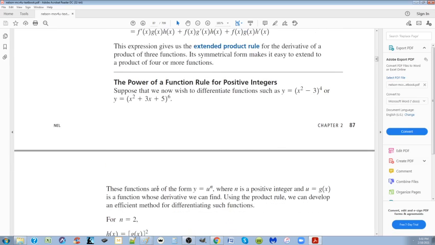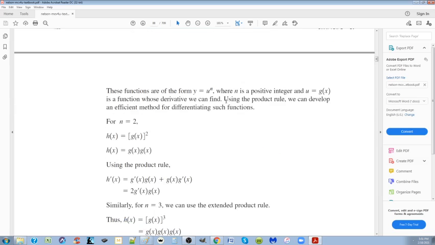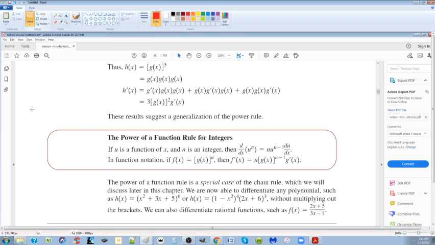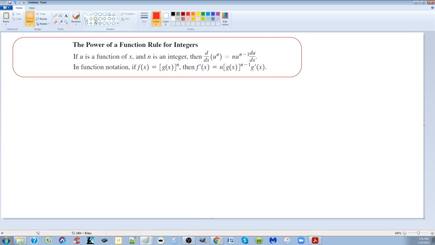Then they're going to teach you something they call the power of a function rule for positive integers. That's too much of a mouthful. You're going to discover it's very similar to something called the chain rule. Okay? So when you have a function, and this is a lot easier if you just learn, sometimes the book makes life very confusing. But if you look at something, let's just take a simple one. Let's take 3x squared plus 4x, and if that's to the power of 3, this is actually called the chain rule.